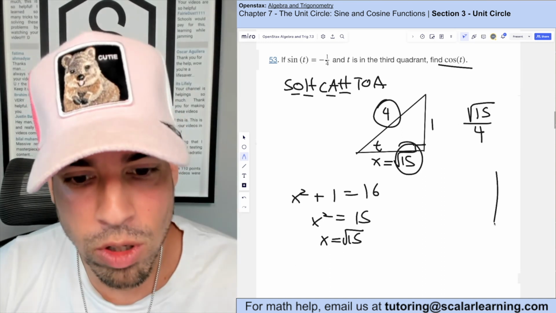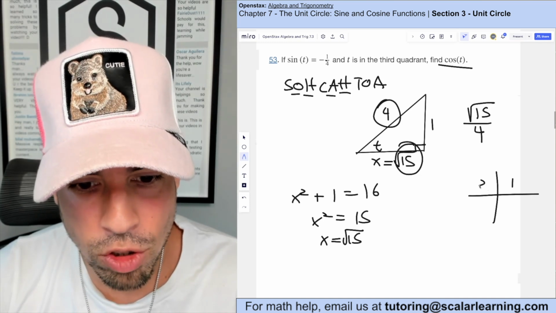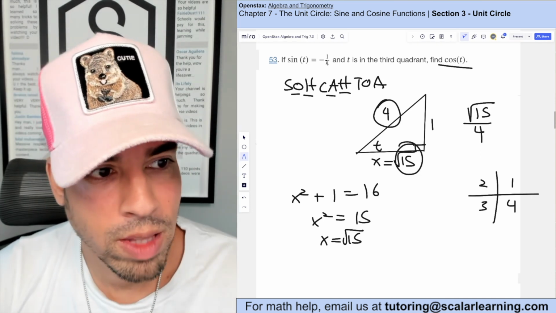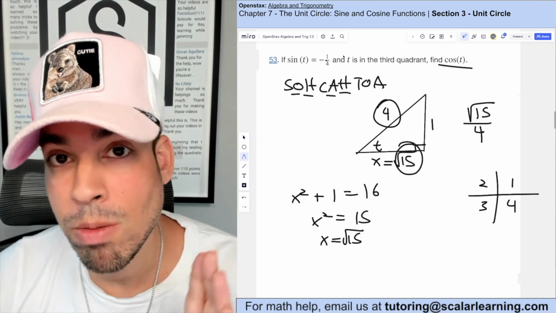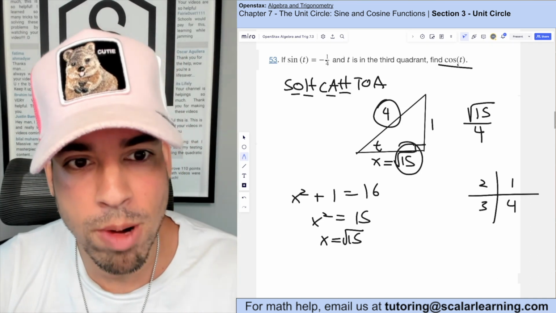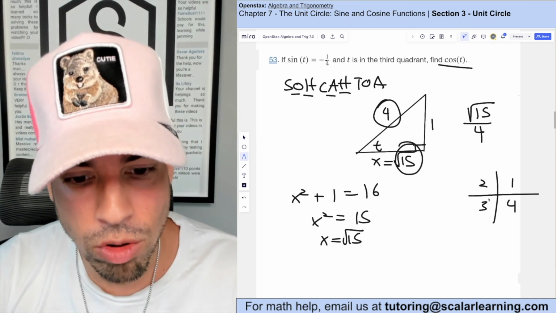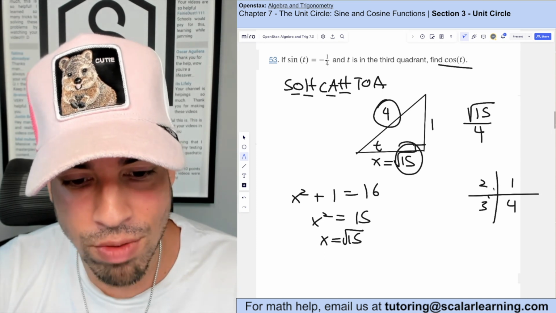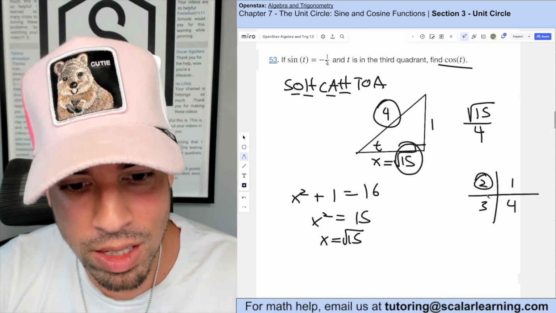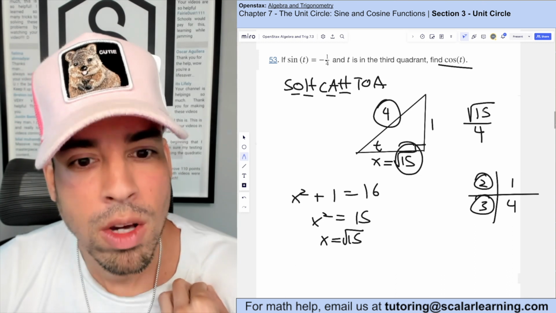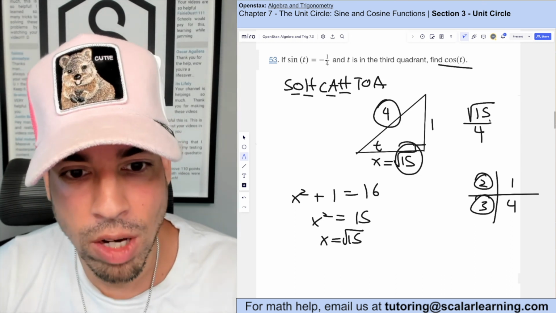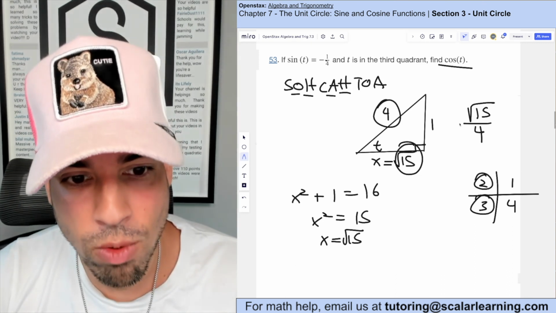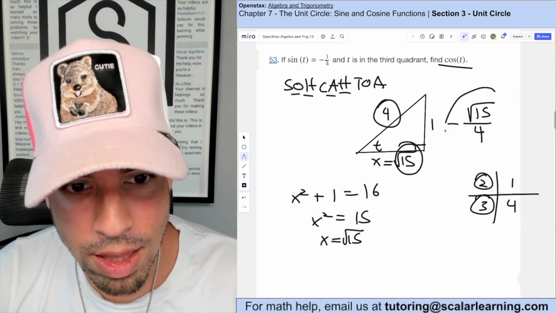And now it says we're in the third quadrant. 1, 2, 3, 4. That's what I'm saying about the negative at the beginning: we don't have to pay that much attention to it, because as long as we remember cosine is the x value, and x values are negative in the second and third quadrants, we know that this result has got to be negative. So when I get radical 15 over 4, I know it must be negative. That's how you do it.